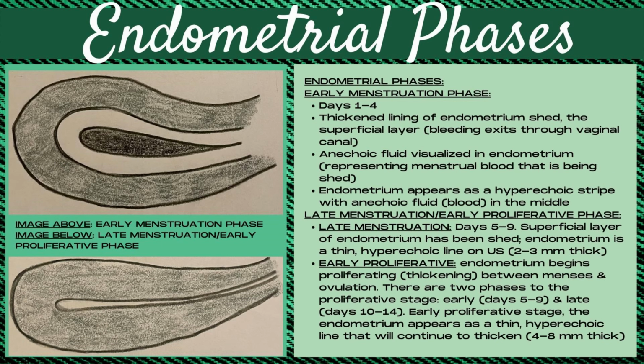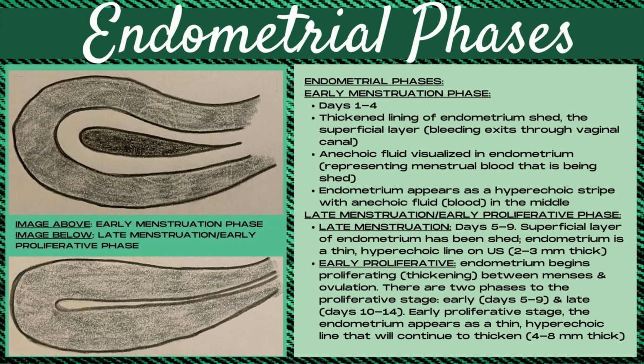Let's explore the endometrial phases. The endometrium is going to change appearance and thickness throughout the menstrual cycle. So first we have the early menstruation phase, and this is days 1 to 4, in which the thickened lining of the endometrium is going to be shed, which is known as the superficial layer, and the bleeding is going to exit through the vaginal canal.